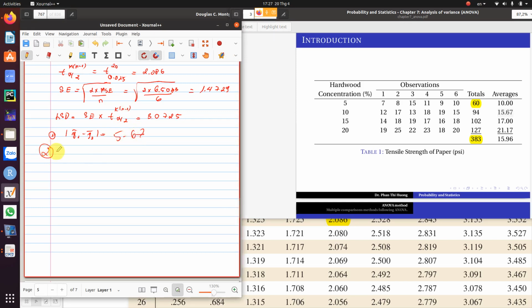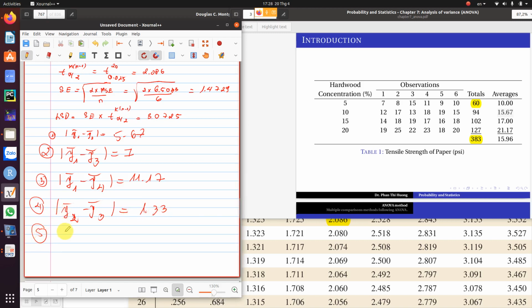And number 2, the difference between y1 bar and y3 bar: we have 7. Number 3, y1 bar minus y4 bar, we have 11.17. Number 4, we need the averages of y2 and y3: 17 minus 15.67, so we have 1.33.